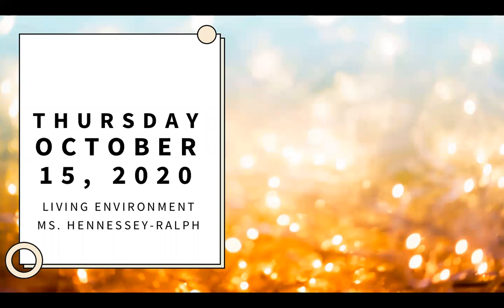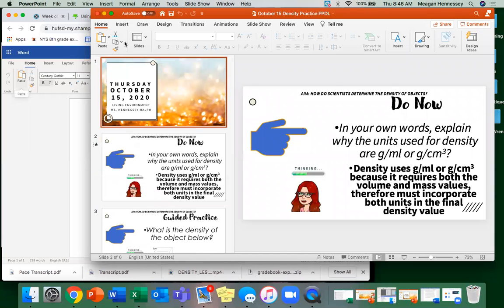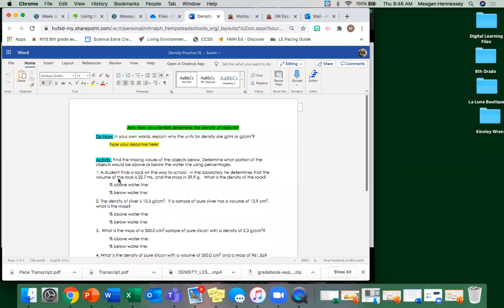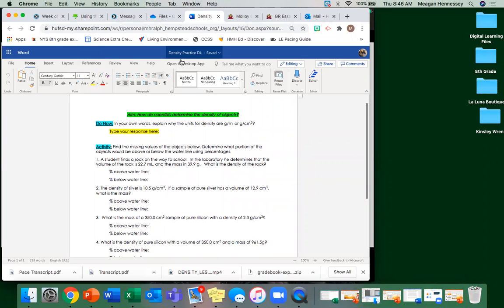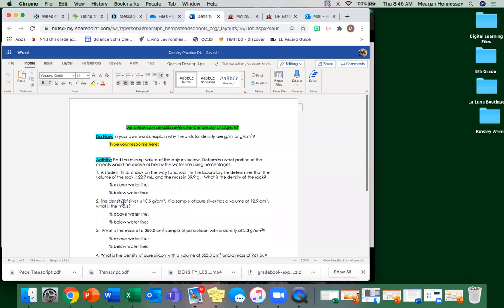Today we're going to continue looking at density. Before I go on, I would like to show you this worksheet. It's called Density Practice, and this is what we're going to be filling out today during class.